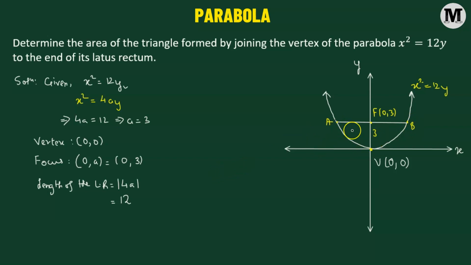Our goal will be to determine the area of the triangle that is formed by joining A and V, and the vertex and point B. So let's try to find the area of the triangle.